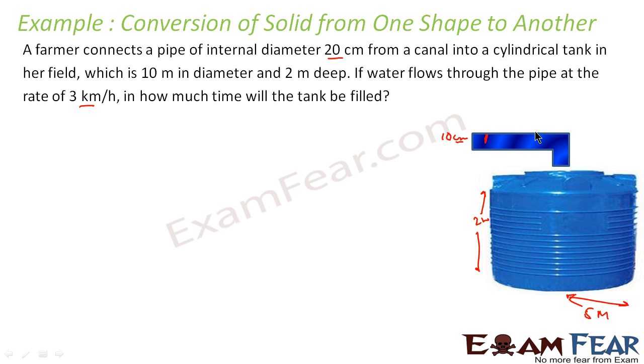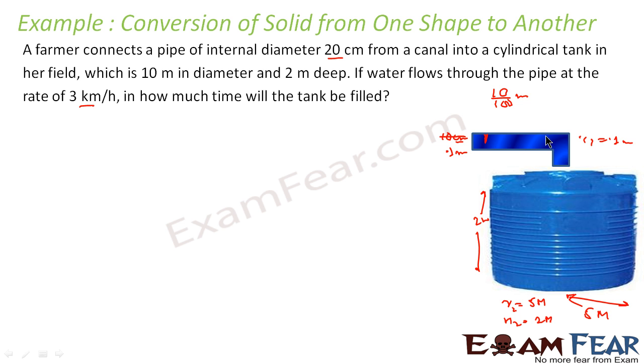The first thing we should do is convert everything into the same unit. So 10 centimeter is nothing but 10 by 100 meter, so this becomes 0.1 meter. So radius R1 is equal to 0.1 meter. And let me call this radius R2. R2 is equal to 5 meter and H2 is equal to 2 meter. Now, similar question we had done in the last example.